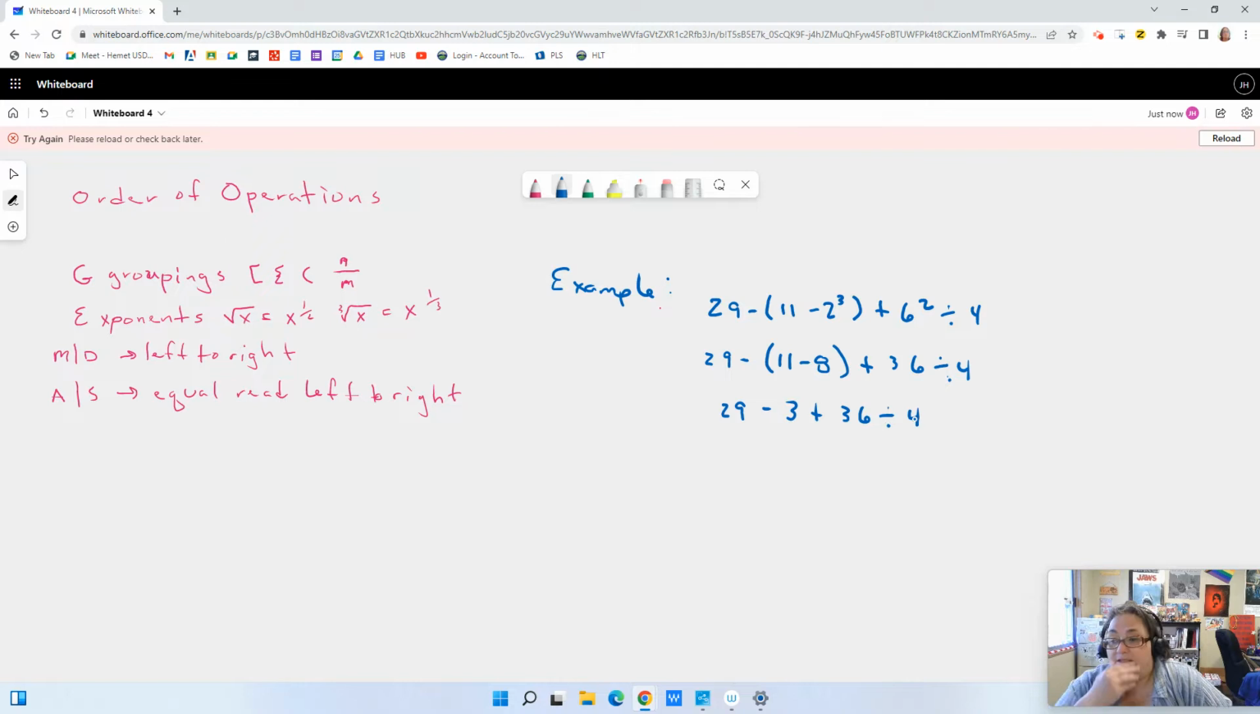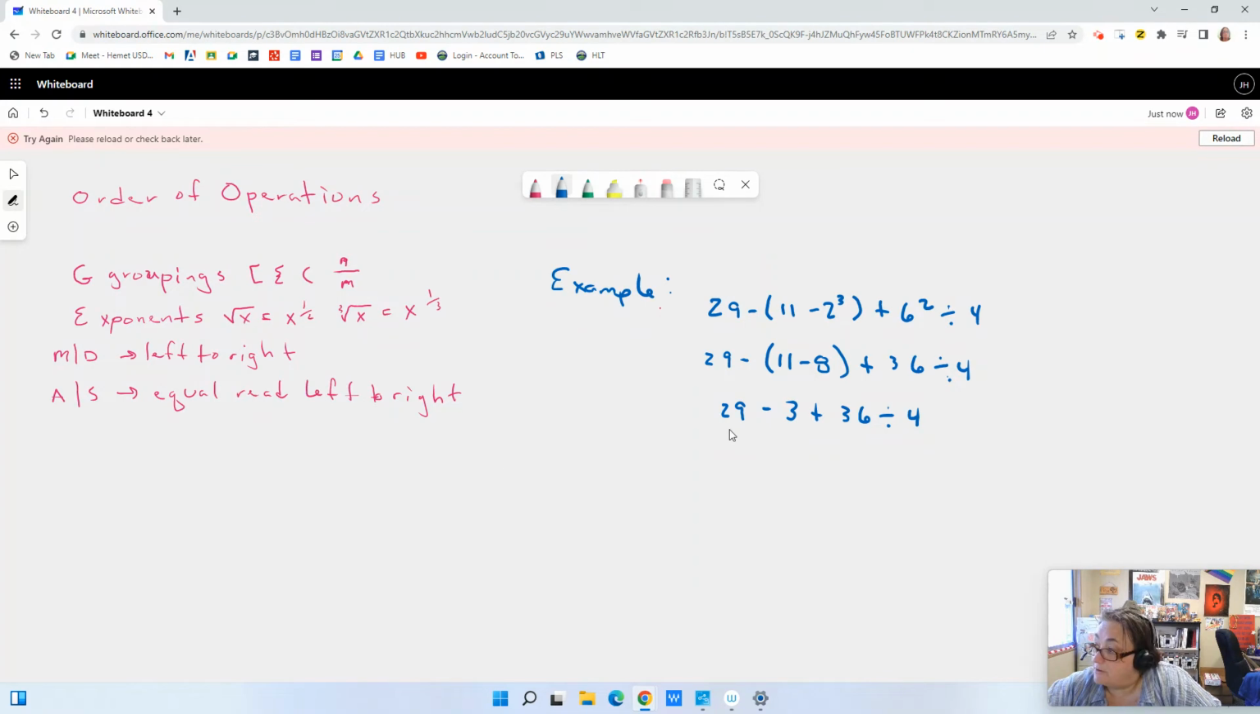What's going to come next? So we've taken care of our groupings. We don't have any more groupings. Do we have any more exponents? Yes, no, maybe, no. No more exponents, right? We took care of that. Multiplication or division, left to right.